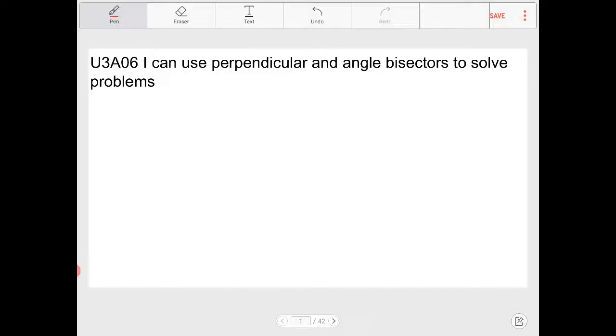So what I want to do in this lesson, just as the target suggests, is talk about perpendicular and angle bisectors, and we've already worked with perpendicular and angle bisectors in several different contexts. We have not thought of it in terms of satisfying a set of conditions. Let me just have you think about the following puzzle, if you will.